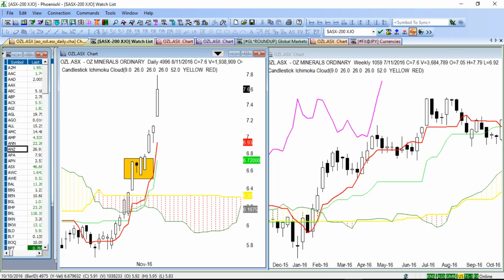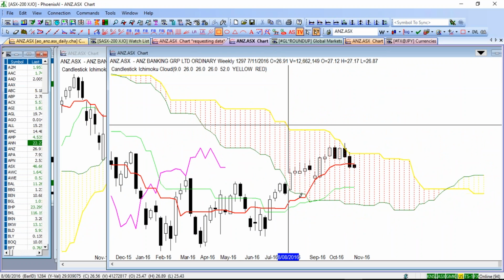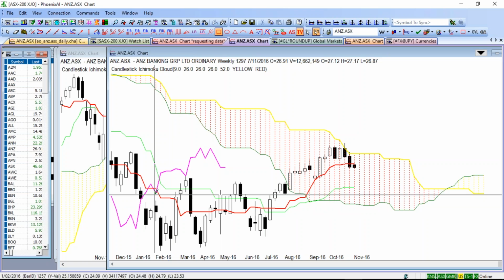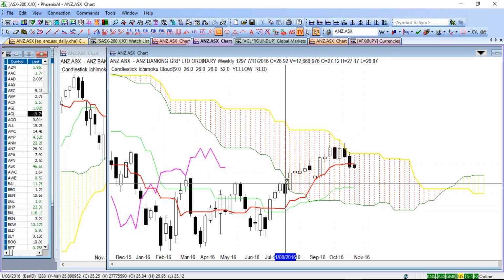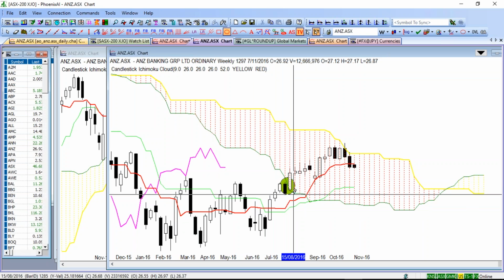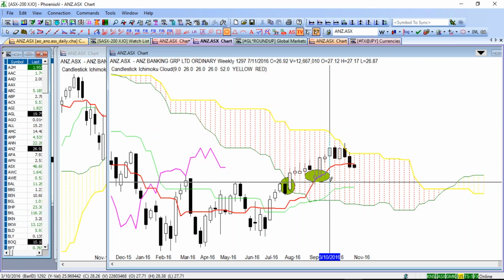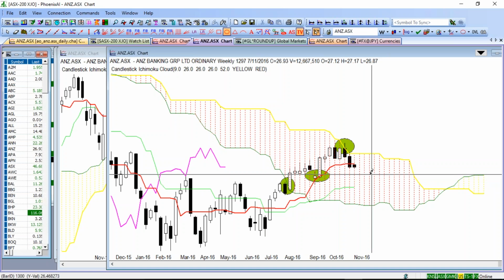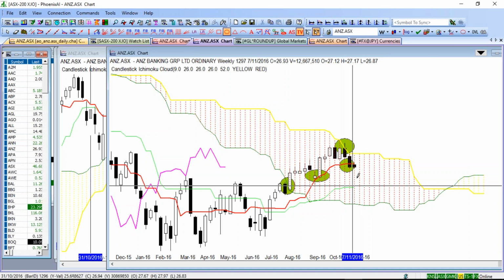Another one, of course, was ANZ. The banks are looking a little interesting at the moment. From a price action basis, there's this large consolidation area back in February through to June this year. Price initially found resistance on the cloud, then broke into the cloud. It found support on the Kijun-sen line, found resistance at the cloud on a weekly basis, has now broken through the Kijun-sen line and is looking for support back at the Tenkan-sen line.